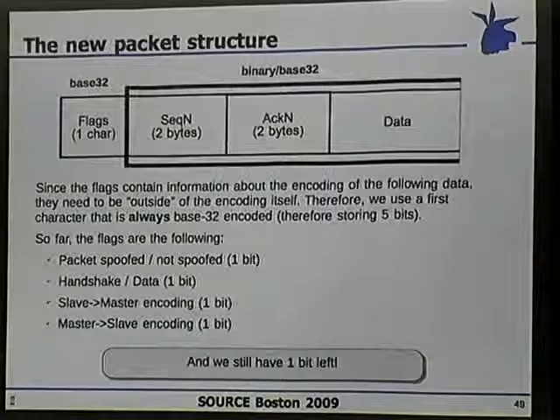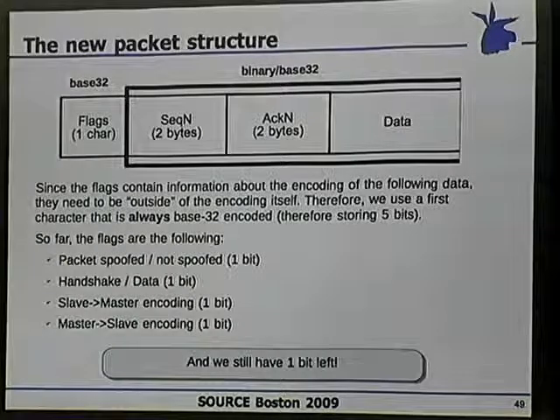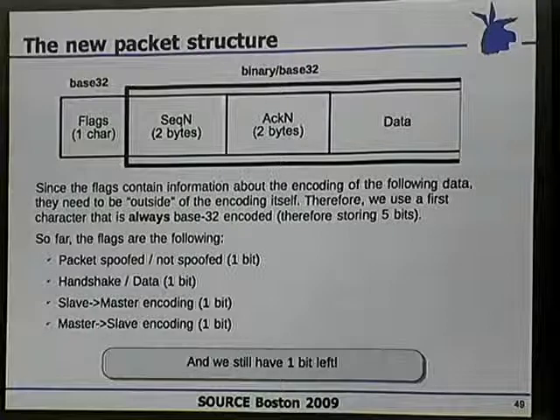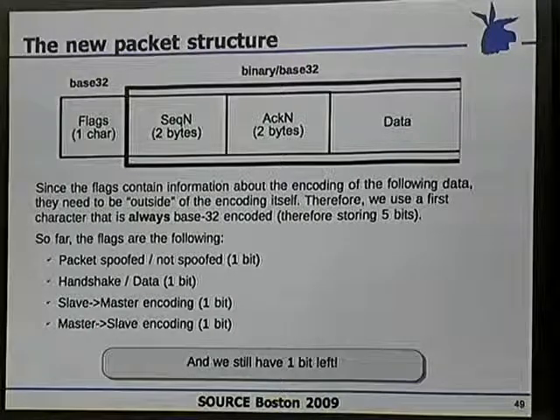As I said, we need more in our header, in our control header, which now looks like this. We're going to have a flag, which is the first character, the first byte, if you want. But we call it a character because it's actually a base 32 character. We're always going to encode it base 32, which means we have 5 bits.